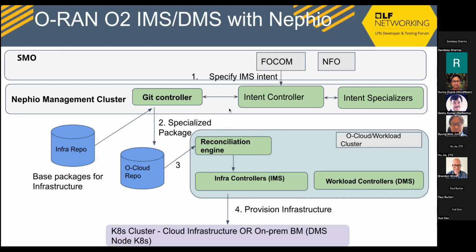In that case, the controllers which create the infrastructure can sit in the Nephio management cluster, and they will end up creating this O Cloud Kubernetes cluster, followed by the deployment of these specific controllers: the standard specific IMS controller, the standard specific DMS controller, and the reconciliation engine. So that is how the life cycle can be managed using the Nephio architecture.